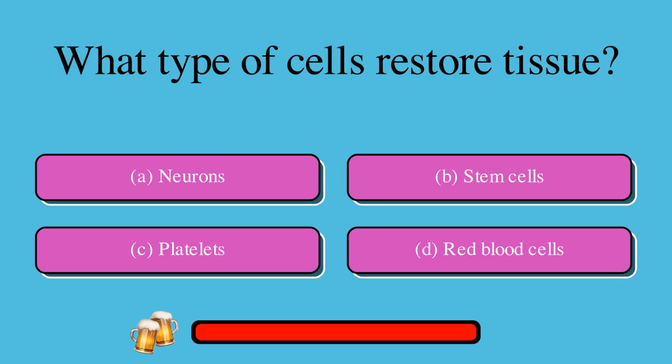Here's some regenerative medicine trivia. What type of cells restore tissue? A. Neurons, or B. Stem cells, or C. Platelets, or D. Red blood cells? The correct answer is B. Stem cells.